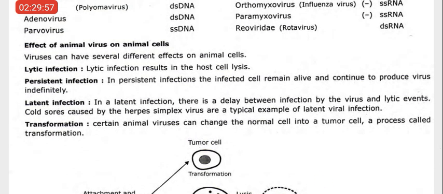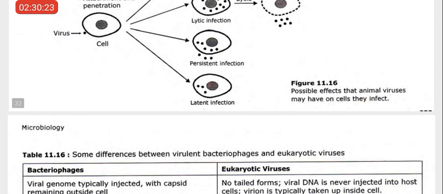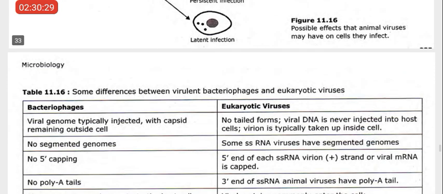So I would like to read this once again. Lytic infection results in host cell lysis. Persistent infection: the infected cell remains alive and continues to produce virus indefinitely. Latent infection: there is a delay between infection by the virus and lytic events. Cold sores caused by the herpes simplex virus are a typical example of a latent viral infection. These are possible effects that animal viruses may have on cells they infect.